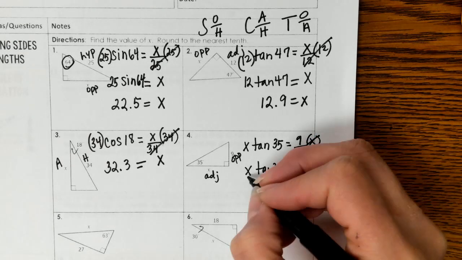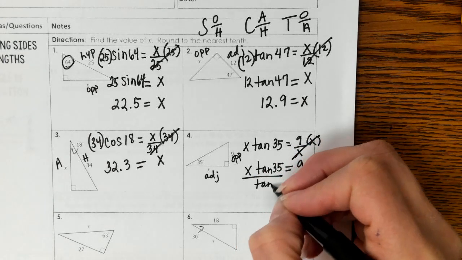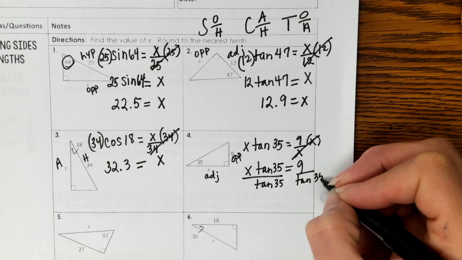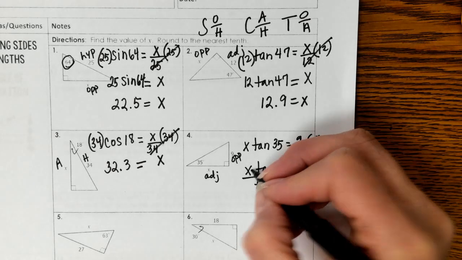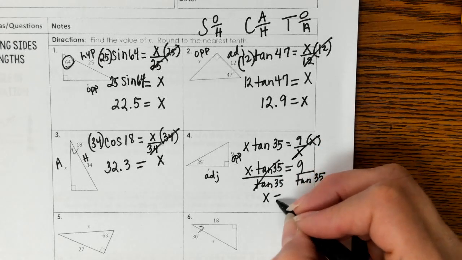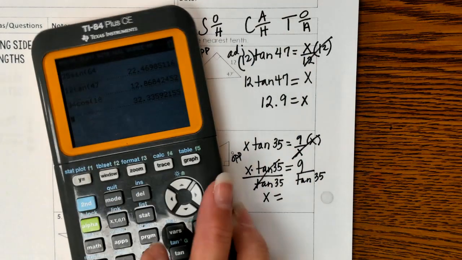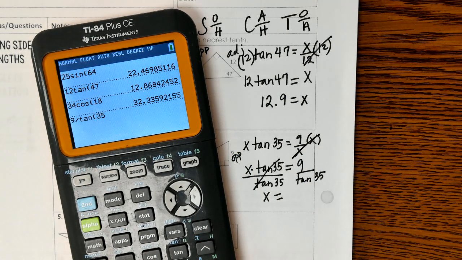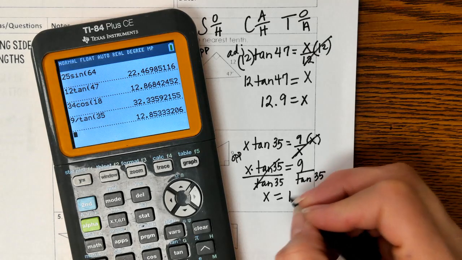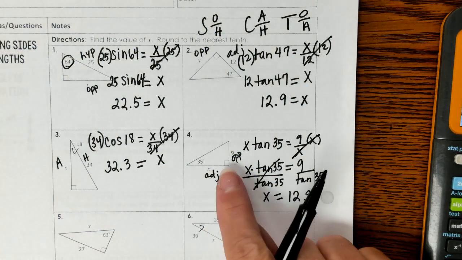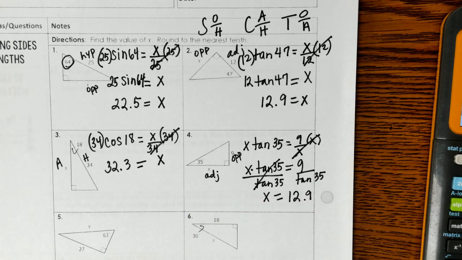And then you guys can divide by tangent 35 to move it away from your letter X. Because they were multiplying, you can divide by tangent 35. That cancels. And then you can put 9 divided by tangent 35 into your calculator. It ends up giving us a 12.9 as the answer for that side length right here, that adjacent side.